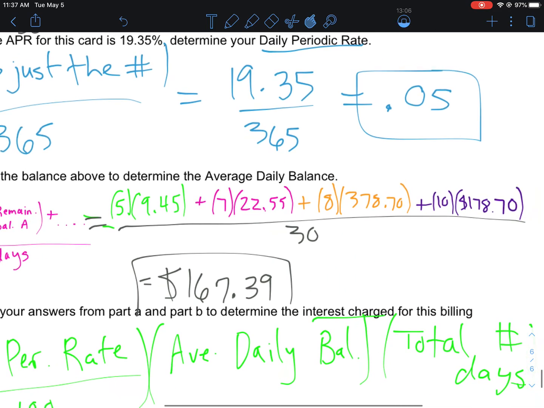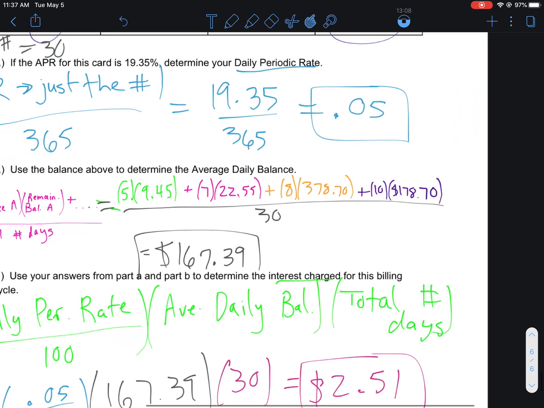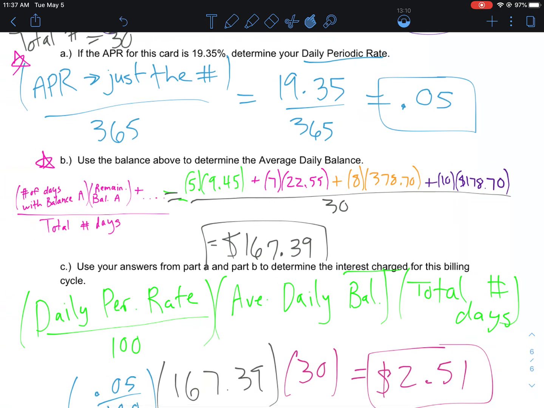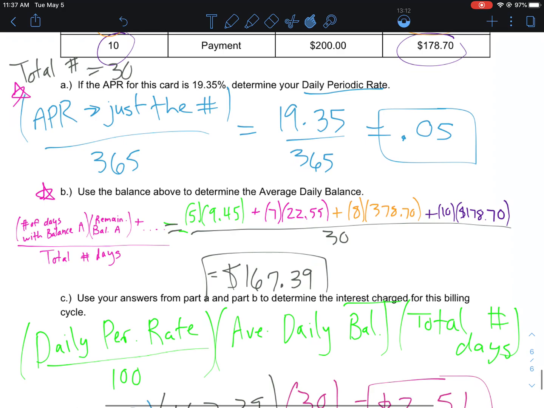So really, it's not 19%. It's kind of like 0.05. Now, notice when we calculate that daily periodic rate, we leave the APR number as is. You don't change that to a decimal. It's the one time you kind of leave it. We deal with changing it into a decimal later. So you basically just take the number as is, 19.35, divide by 365, and you get 0.05. We will use that later.